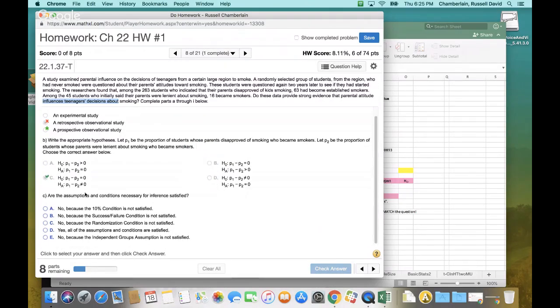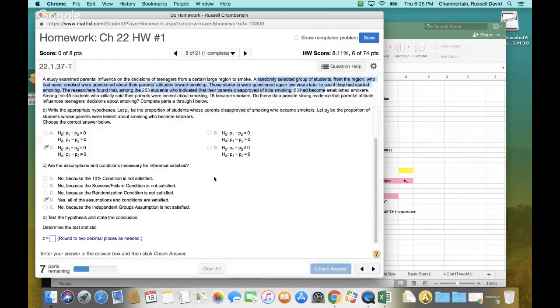Are the assumptions and conditions necessary for inference satisfied? There are definitely more than 263 students with parents in the world. We have at least 10 successes and 10 failures in each group: 16 who became smokers and 63 from the other group. Randomization: a randomly selected group. Excellent. All right, there we go.